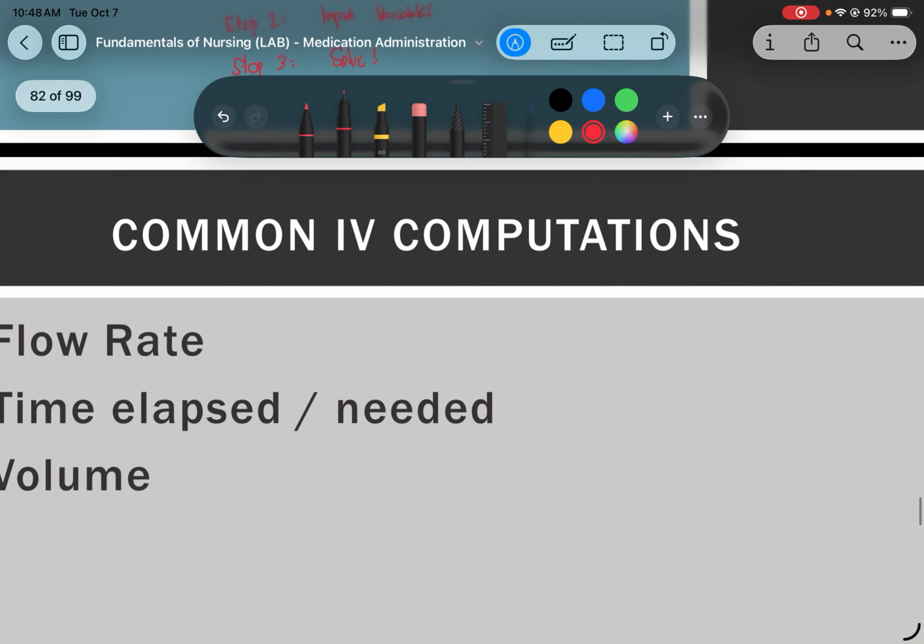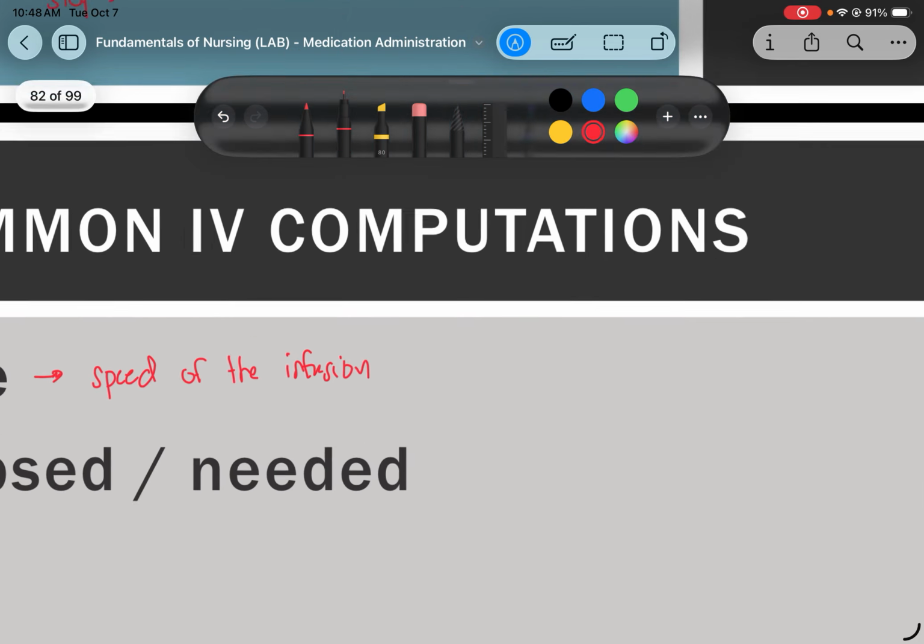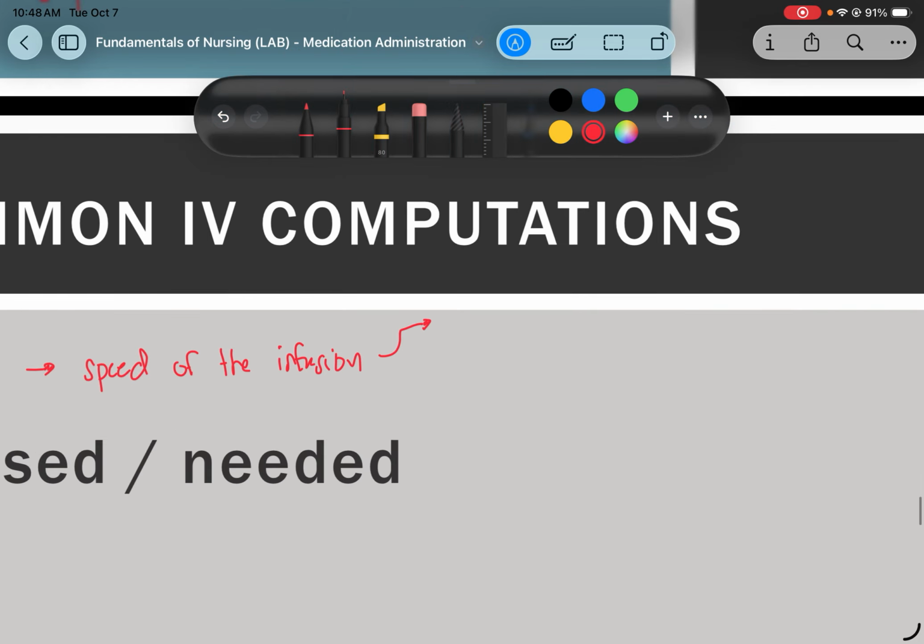Now, what do we need to compute? There's a lot. We can compute for flow rate. When we're talking about flow rate, this is the speed of the infusion. Now, there are two common results. We can either solve for milliliters per hour, or we can solve for drops per minute. GTTS means drops.